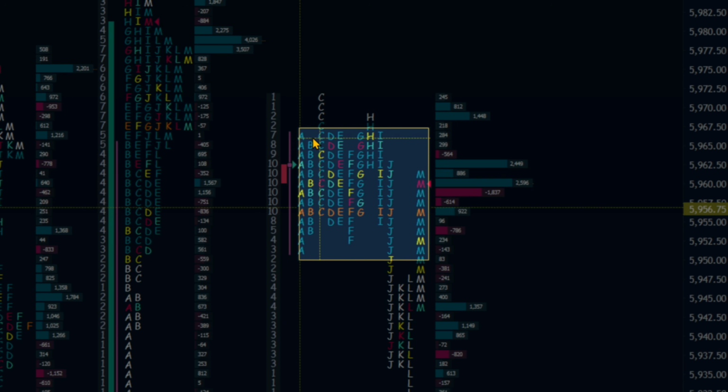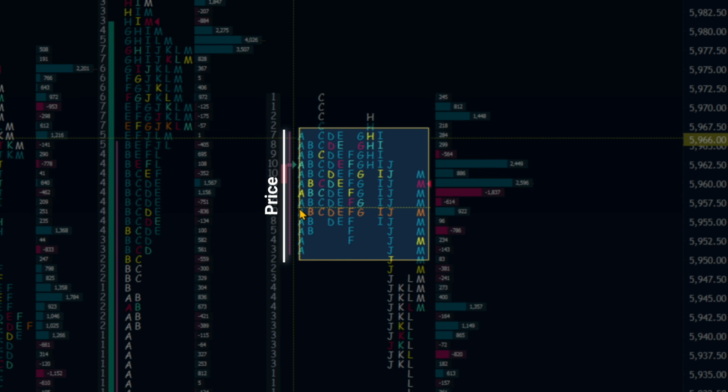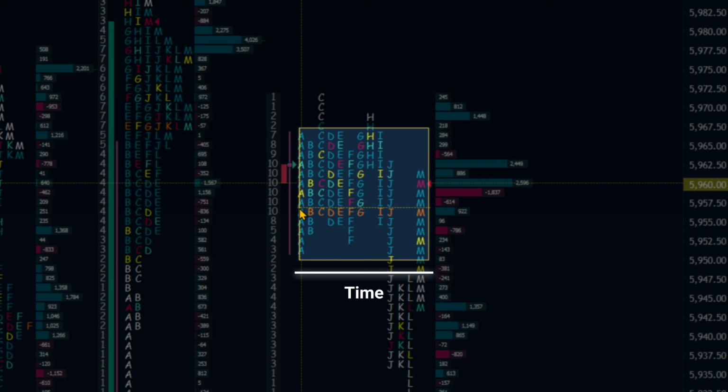Each TPO represents a unit of time a price was traded. For example, it's a 30-minute. So typically the TPO will be on a 30-minute. Some traders will use a 15-minute, but I would say stick to the 30-minute. These are stacked vertically to show the price acceptance and horizontally to show time spent at each level.